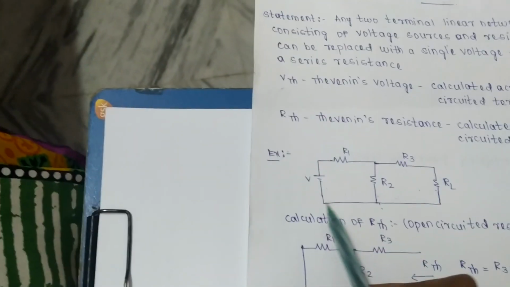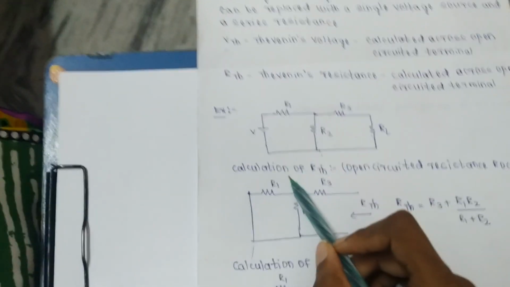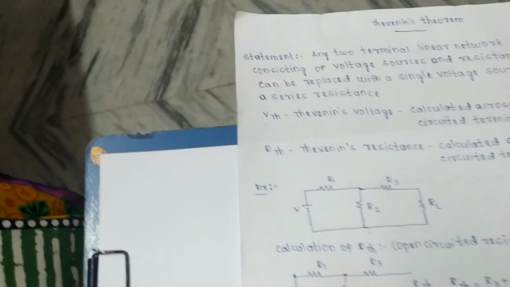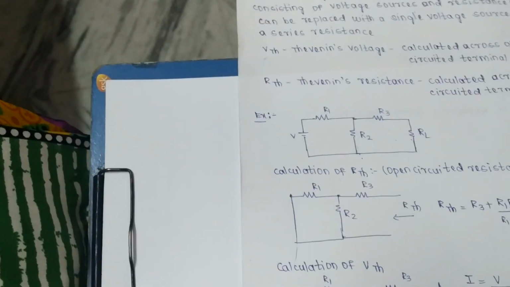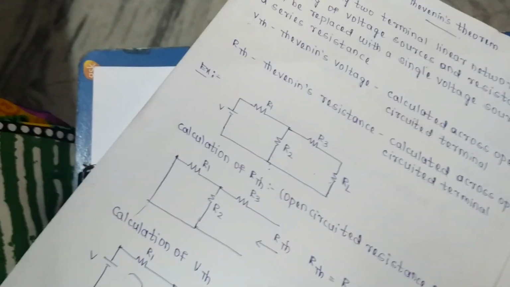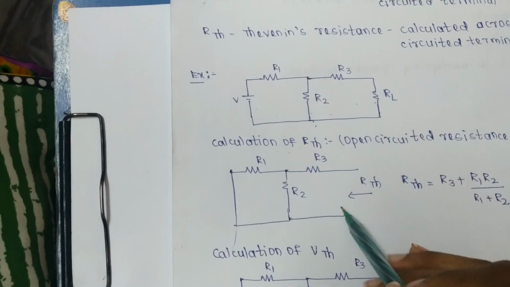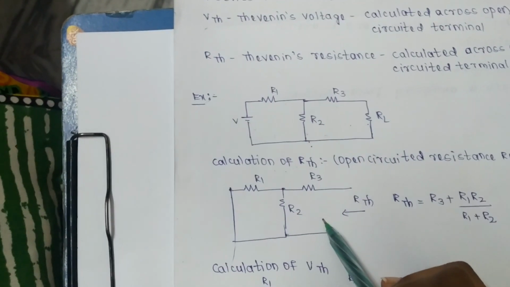Now the first step is calculation of Rth. That is, we are going to calculate the Thevenin's resistance. Thevenin's resistance is also known as open circuit resistance. So what we do is, we simply remove this load resistance, that is, we open circuit it and then we find the equivalent resistance from the back side. If you see the step, we have removed the load resistance RL here, and from this side we need to calculate the equivalent resistance.